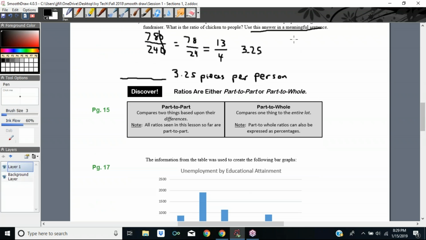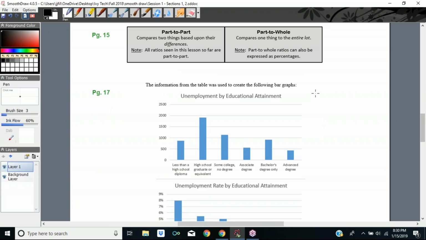Okay, and that might be a struggle here in the beginning, but as we go along, writing the meaningful sentence will get easier and make more sense. And we'll do more examples as we go along. Okay. So I want to stop first and ask, are there any questions so far with just the introduction of a ratio that I haven't answered?